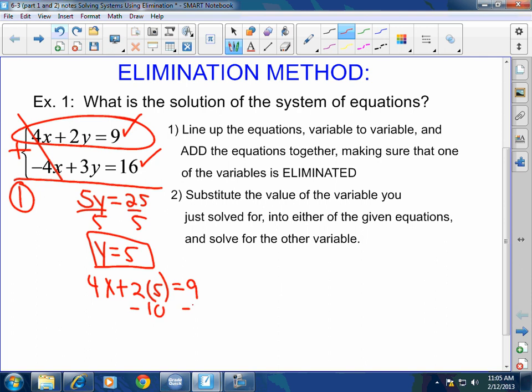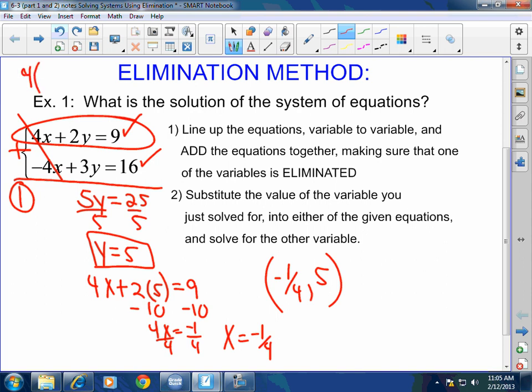So you subtract 10 from both sides. 4x equals negative 1, divided by 4. X equals negative 1/4. So my solution is negative 1/4, comma 5. Can I check this? Sure, plug it back in.